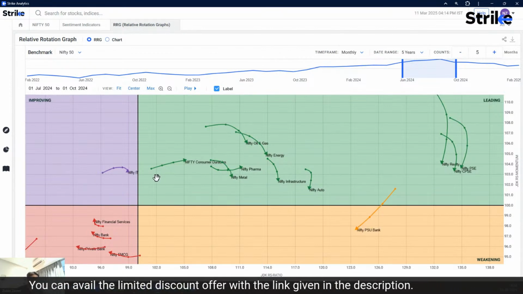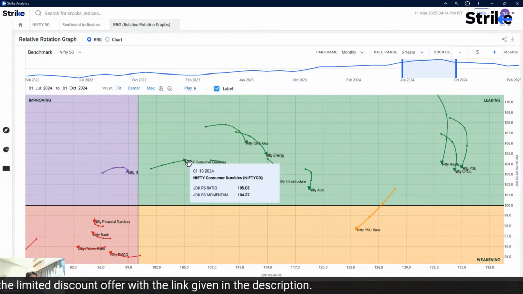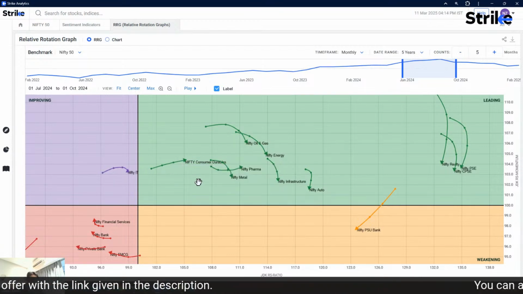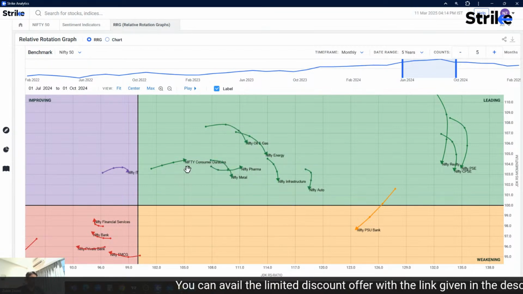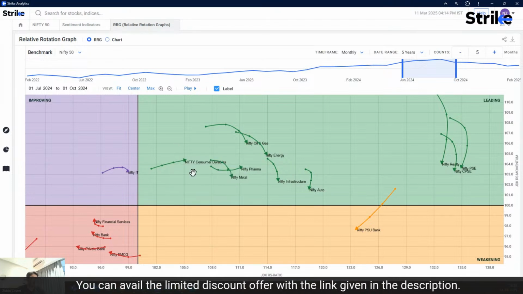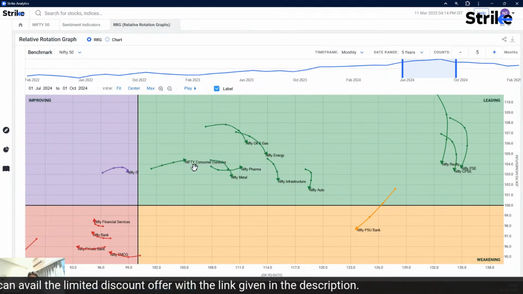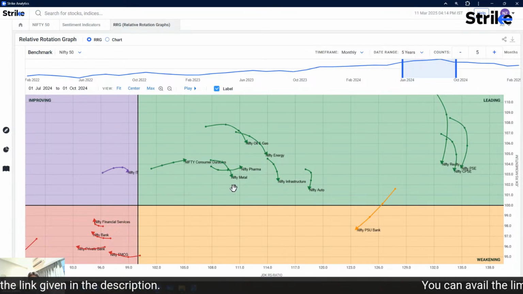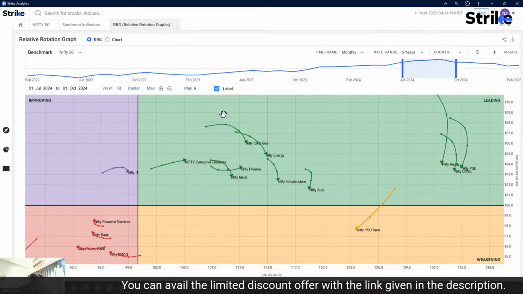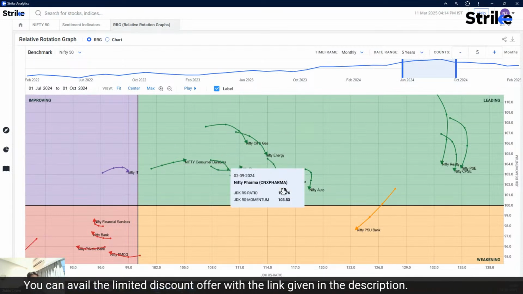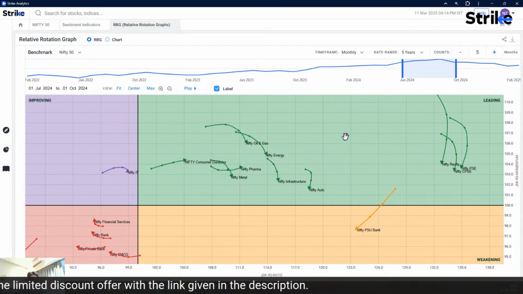Now, consumer durable is still sloping towards the right-hand side. It is not sloping down, meaning it is still an outperformer. But anytime soon, something like this can happen. So as an investor, if you have this particular stock, Nifty Consumer Durables, you need to put adequate stop losses in it. If the momentum is lost, then this can also enter into the weakening quadrant. So this is the one where you will have to keep a stop loss on.